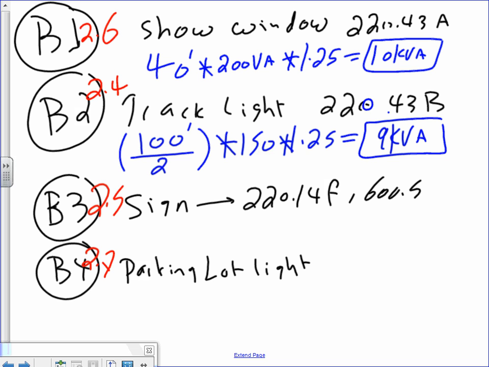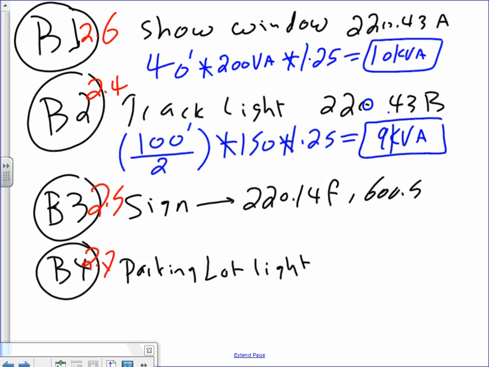All right, let's go to the sign. For the sign, do me a favor, go to 220.14F. What does 220.14F tell you? For every building, allocate the sign, and the sign is 1200 volt amp. Did you read it? It says 1200 volt amp for one sign for every commercial building, right? Everybody verify the 1200 volt amp?